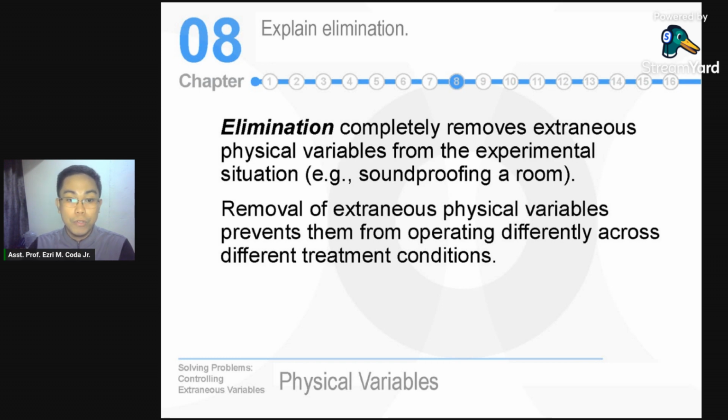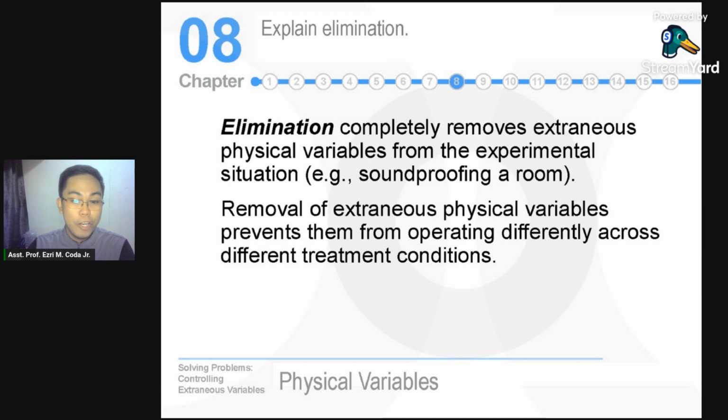Elimination completely removes extraneous physical variables from the experimental situation. For example, soundproofing a room. If your room is too noisy because many people pass by, you have to soundproof it, because the noise might not be part of your manipulation and it could disturb the focus and attention of your respondents on the tasks they were given, based on what group they were assigned, either control or experimental group. So it would really affect them. So one way is to soundproof a room.